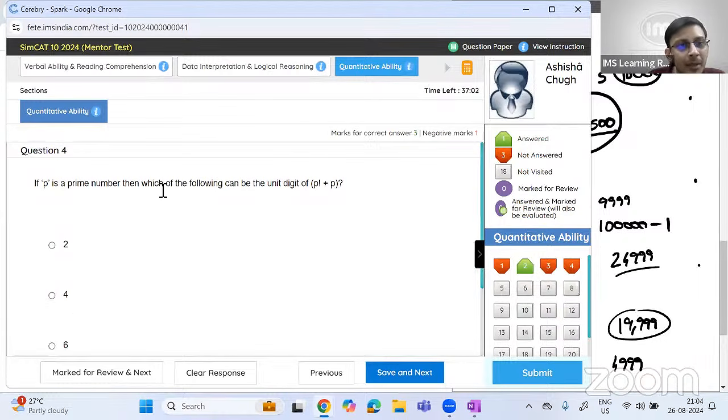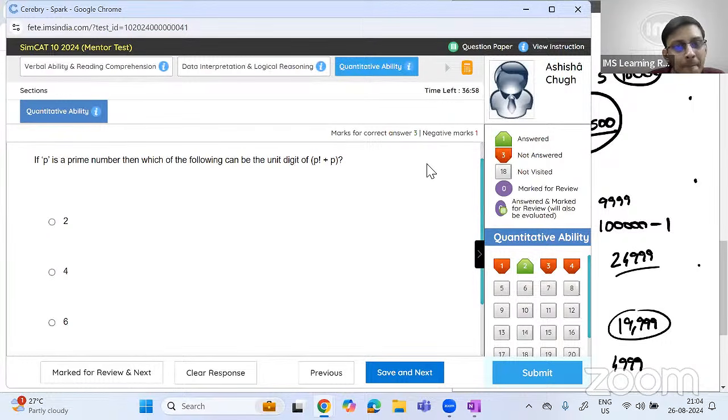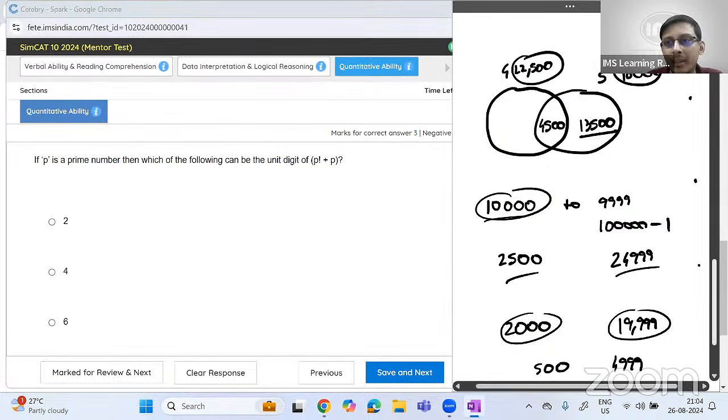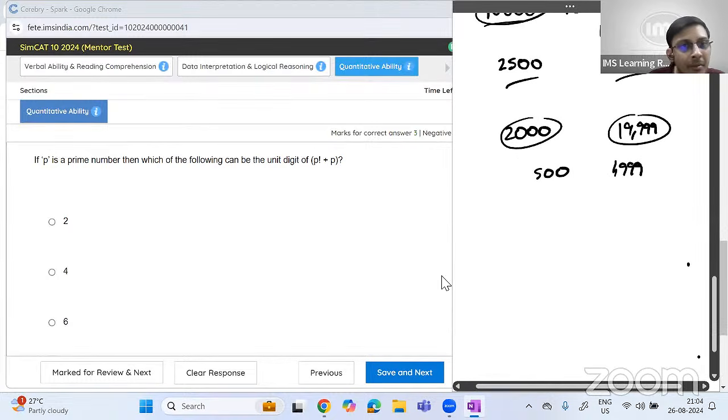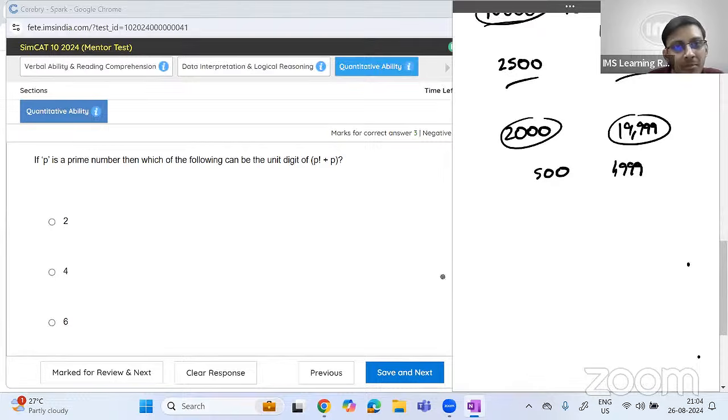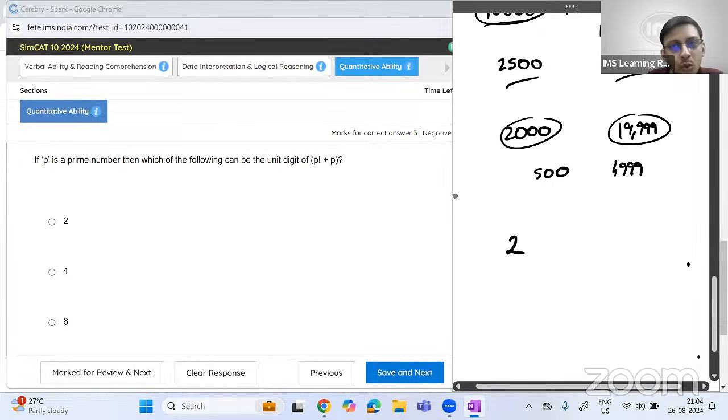If P is a prime number, which of the following can be the unit digit of P factorial plus P? I can give some time to trying this out. This won't take time. Let's see. Can is possibilities. P factorial plus P. If I try P prime number 2, 2 factorial plus 2, 2 plus 2, 4. If I try prime number 3, 3 factorial plus 3, 6 plus 3, 9.